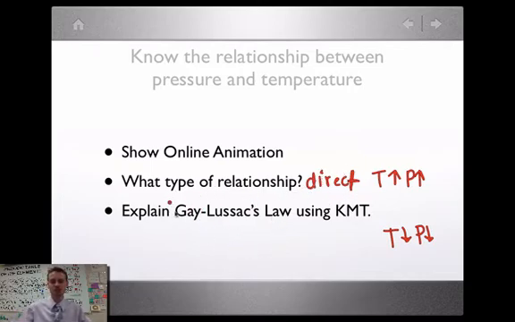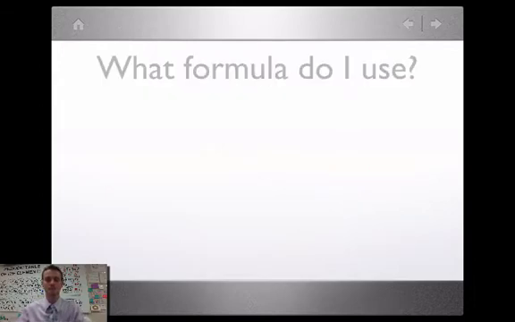We've pretty much already talked about Gay-Lussac's law using kinetic molecular theory by using the animation that you were so fortunate to see. So what formula do you use? Well, what type of relationship did I say it was again? It's a direct relationship with temperature, so it's going to be just like which other law that we've had that involved temperature? Charles' law.